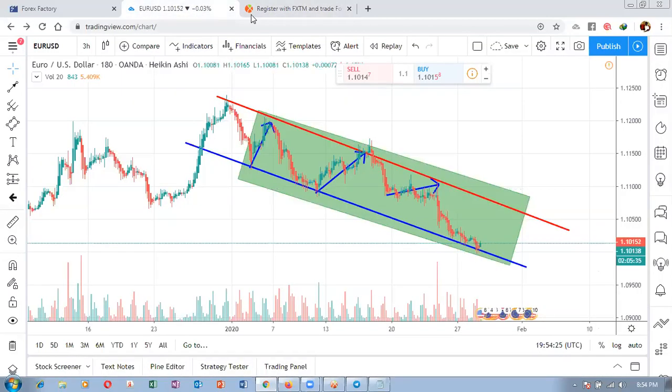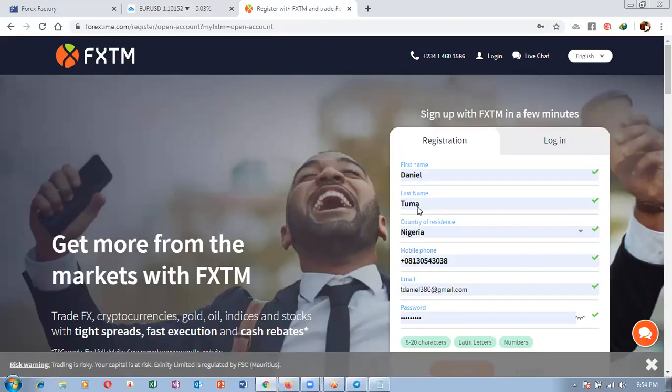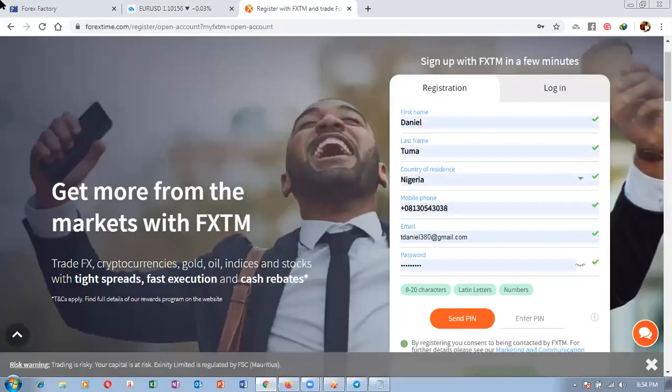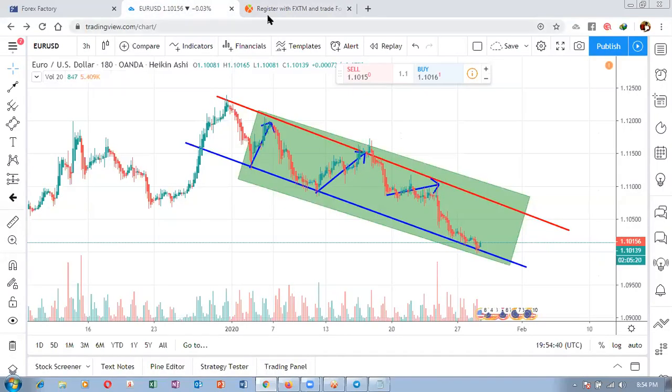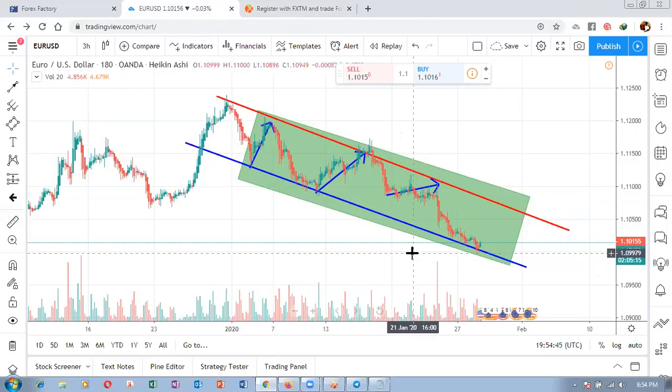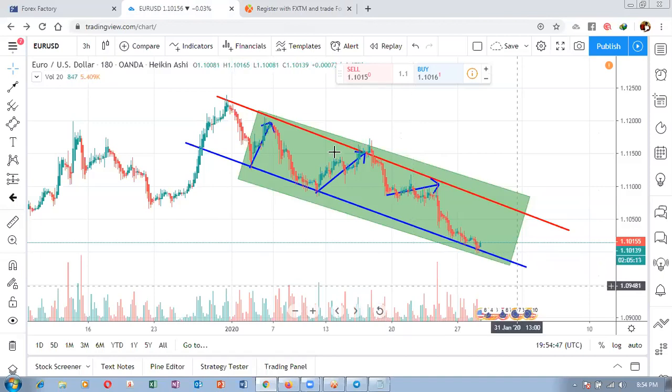This is FXTM. They are brokers. This is where you open your broker account. Please, I want each and every one of us to open a broker account once this class is done. Okay? Now, moving on. How do I place a trade?